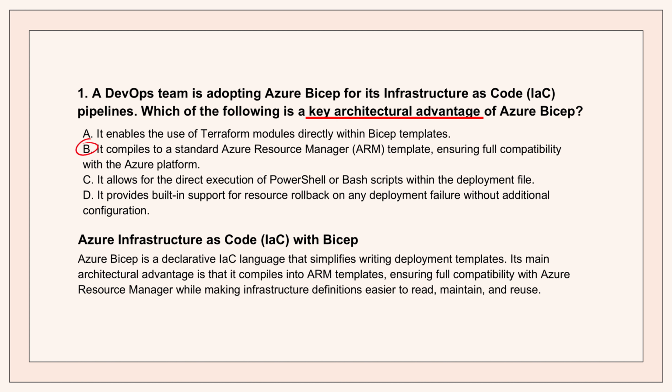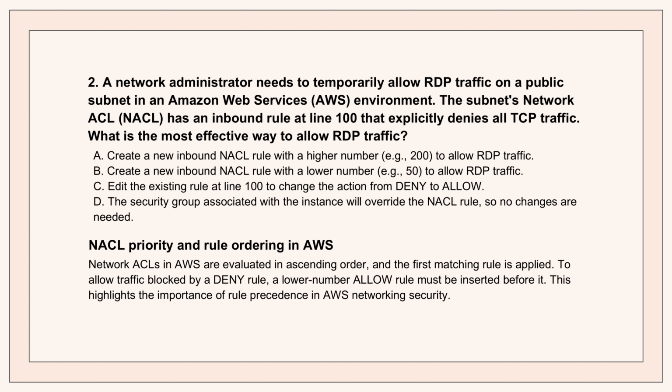Makes sense. Now, just as code defines infrastructure, specific rules define network boundaries. Let's switch over to AWS and dive into AWS Network ACL rule ordering. Picture this: a network admin needs to temporarily allow RDP traffic in a public subnet in AWS. Sounds simple enough. But wait, there's a catch. The subnet's network ACL, the NACL, already has a rule at line 100 that explicitly denies all TCP traffic. Everything. So how do they actually allow RDP given that deny rule is sitting there?